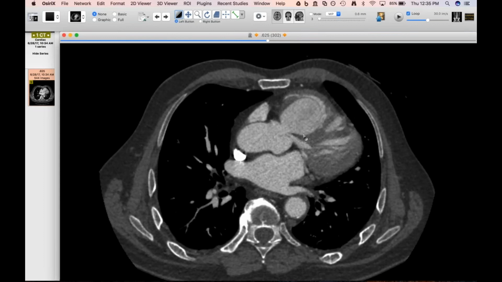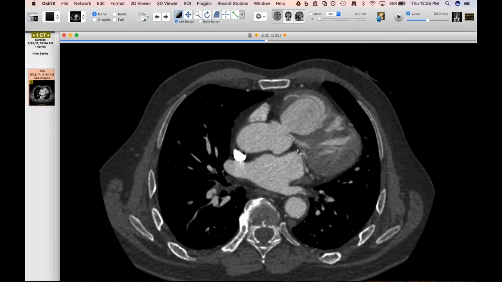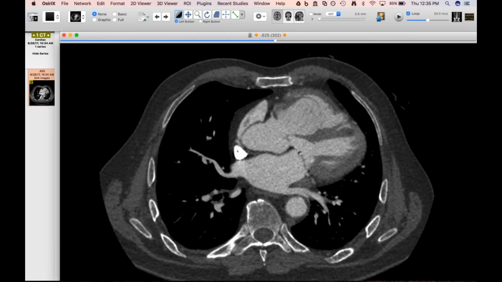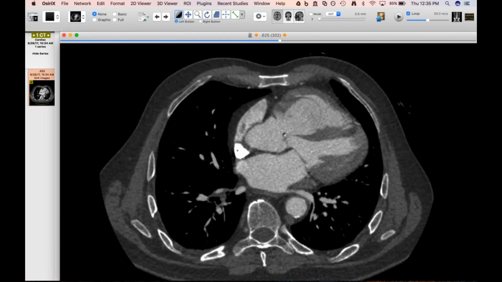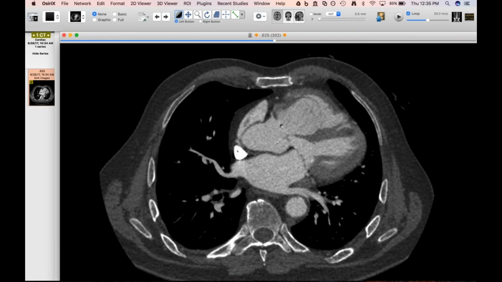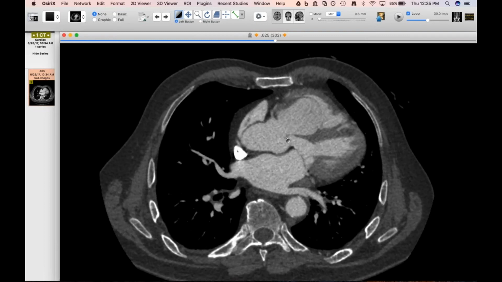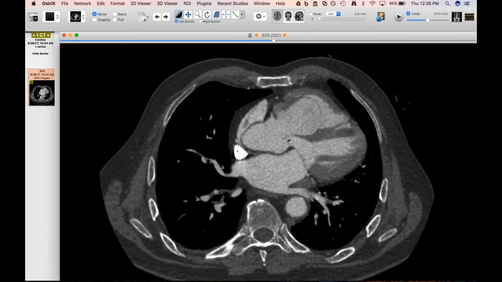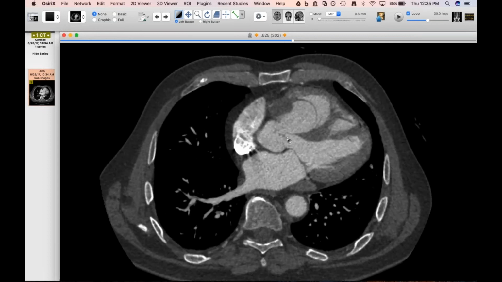This is actually a follow-up exam. But this is by far the largest sinus of Valsalva aneurysm I've ever seen. And the one thing that's kind of curious too, if anybody has any comments, is the fact that while it is from the sinus, it is the inferior portion of the sinus of Valsalva, below where the right coronary artery comes off.